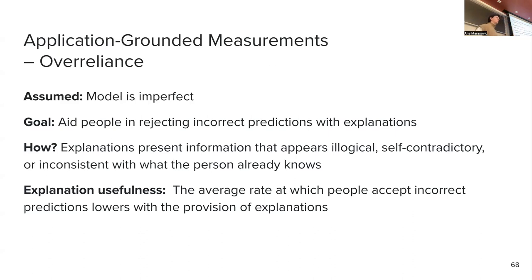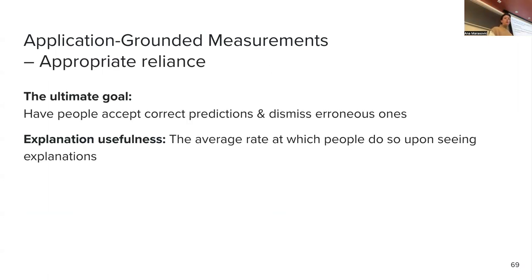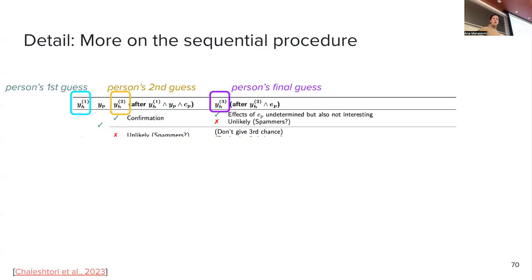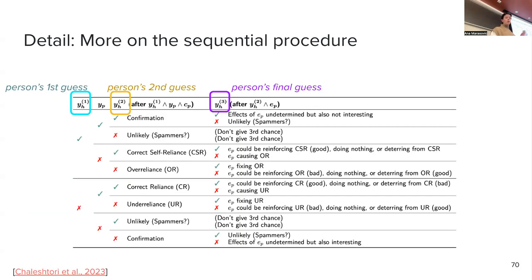And here we want our explanations to reduce the number of times a person accepts an incorrect model prediction relative to showing the model's confidence. And we want both of these things. We want them to accept correct predictions and to reject wrong ones. If we have both of these things happening, we say that we have appropriate reliance, and explanation should help us achieve appropriate reliance.